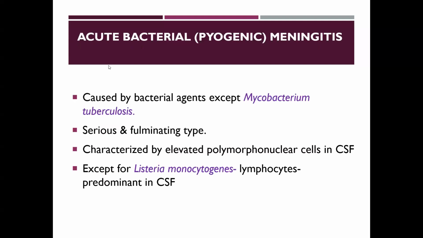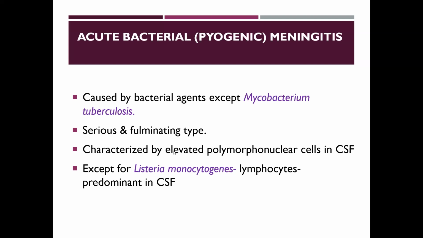The first one, acute bacterial pyogenic meningitis, is caused by bacteria other than Mycobacterium tuberculosis, which causes tuberculous meningitis. Other than that, Neisseria meningitidis, Streptococcus pneumoniae, and Listeria all come under pyogenic meningitis. Pyogenic meningitis is a serious and fulminating type, which means it leads to a serious condition in the patient with severe infection.